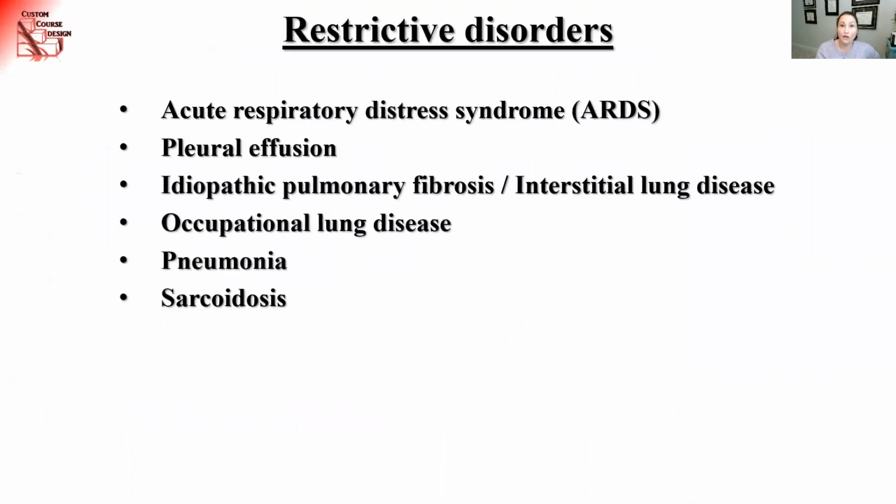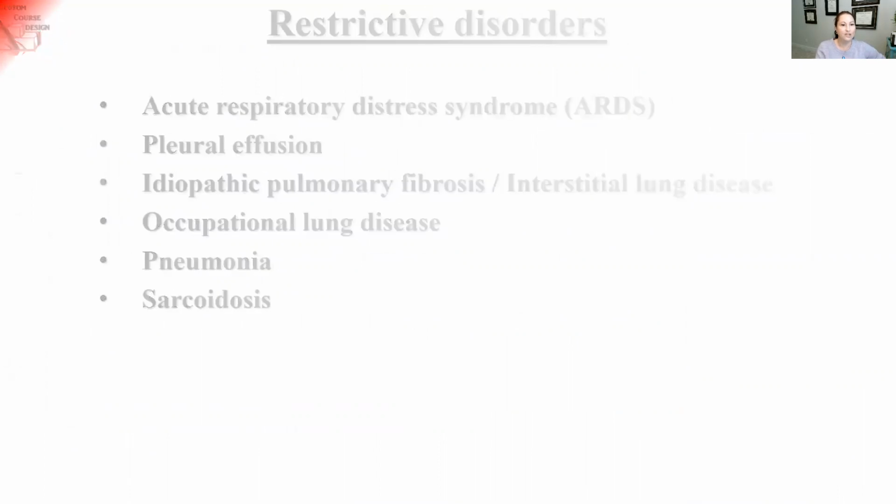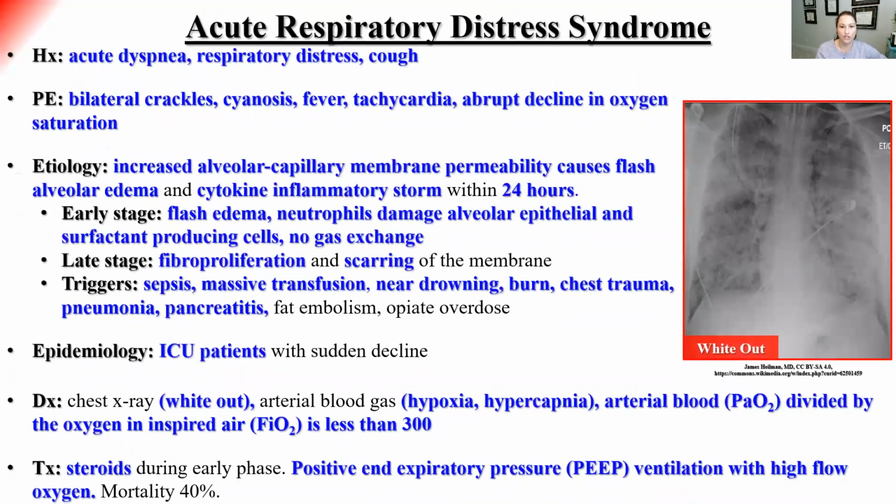So those were all of our obstructive disorders. Now let's talk about our restrictive disorders. And remember, those were our AEIOUs. We're going to start out with ARDS, acute respiratory distress syndrome. And I want to pull you over to this picture here first. This is called a whiteout.